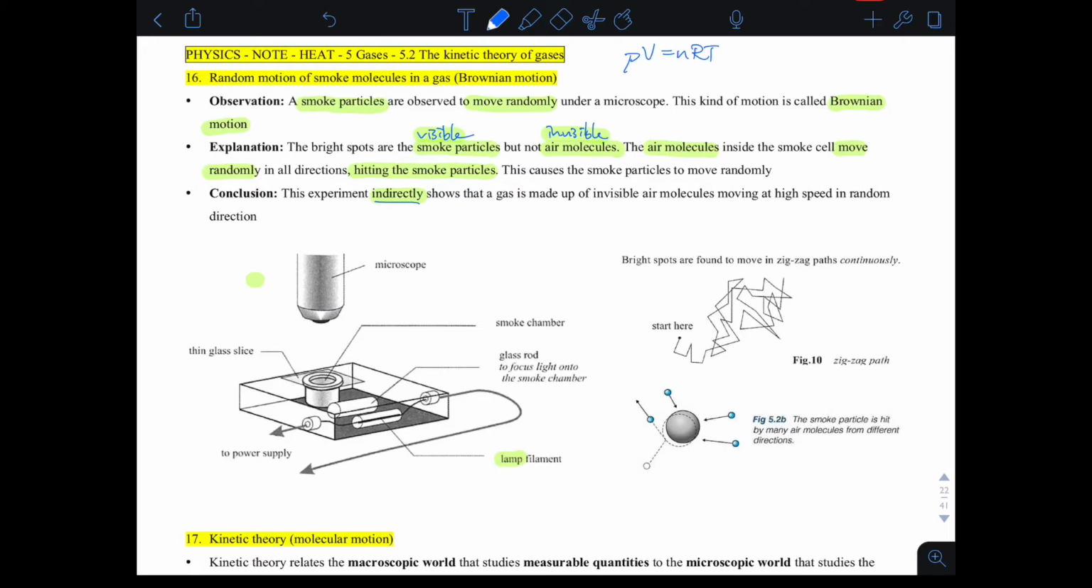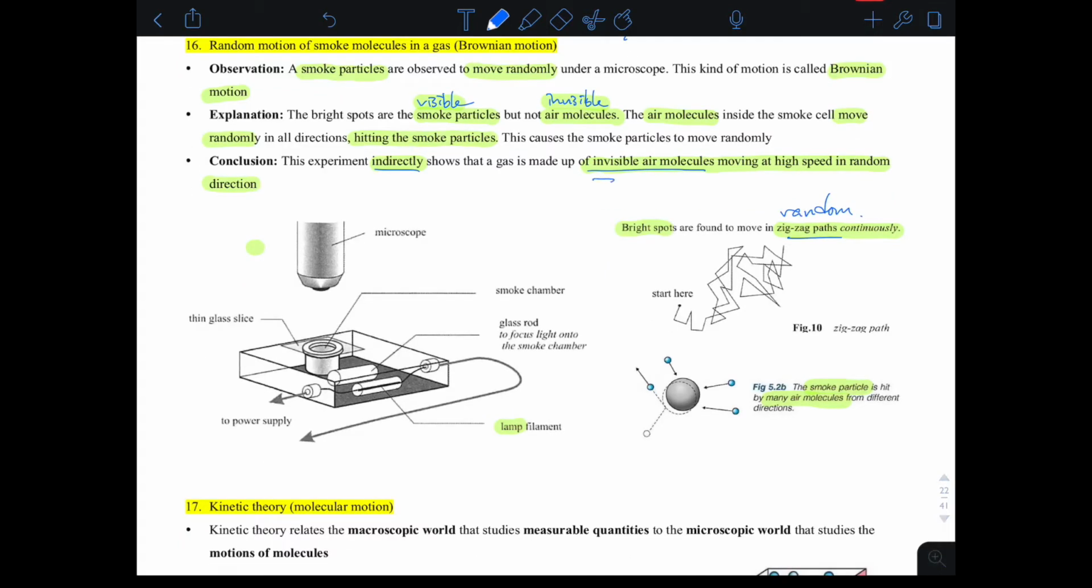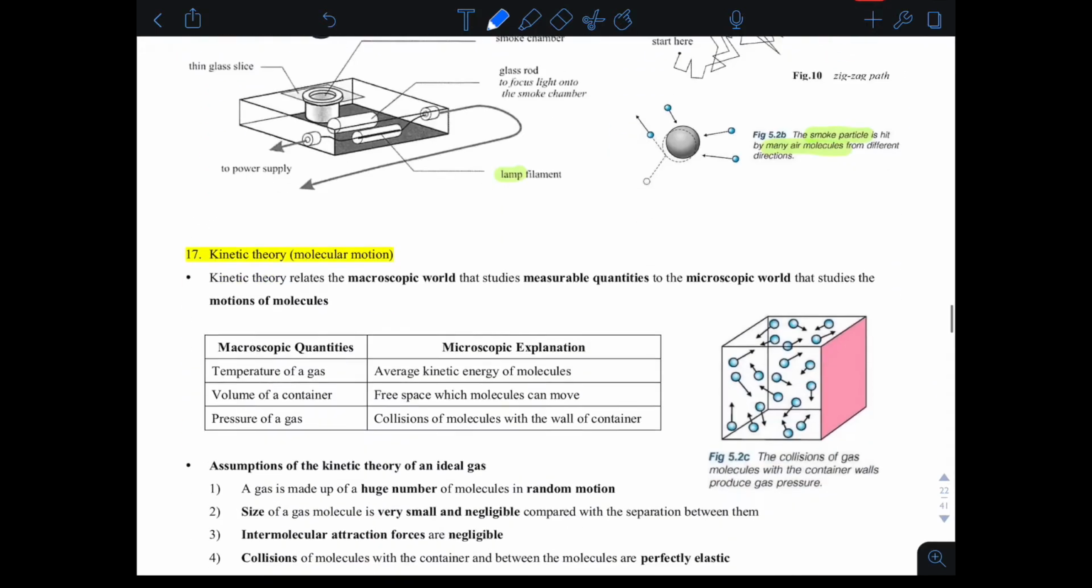So this helps us to indirectly show that in fact gas is made up of a lot of invisible gas molecules moving at high speed in random directions. We can see that the bright spots, the smoke particles, have a zigzag path continuously, a random motion, and it is because they are being hit by air molecules from different directions.